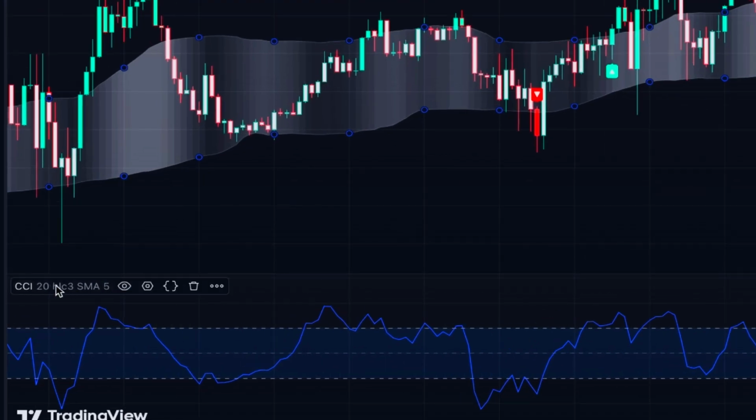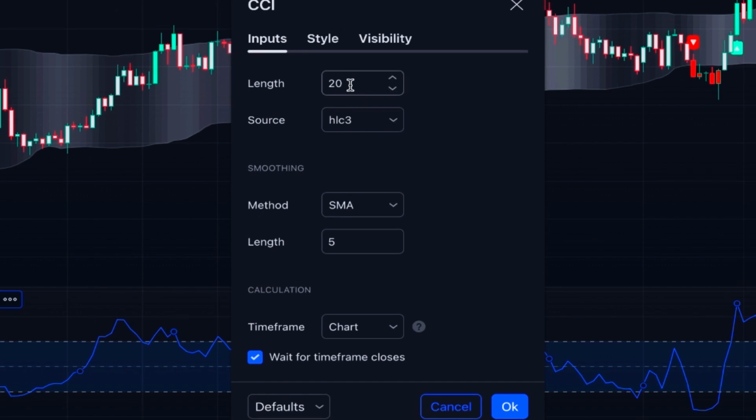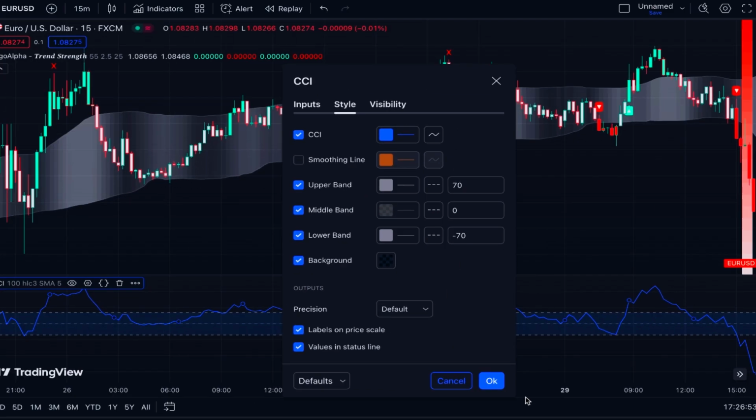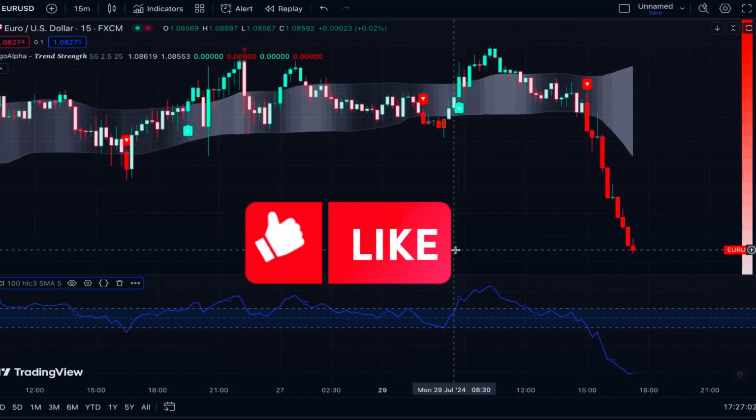So here we go to the settings of CCI, and here for the length we set it at 100, and then here in the style tab for the upper band we set it at 70, and for the lower band we set it at -70. Alright, we're done with CCI and our setup is ready.